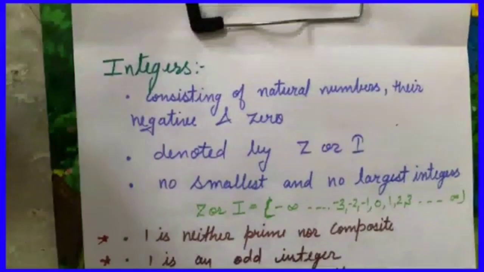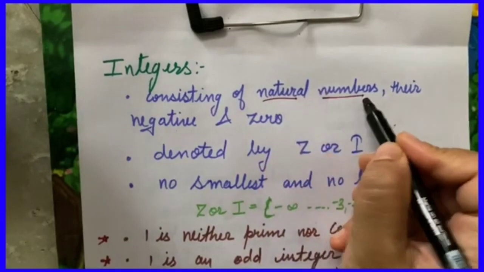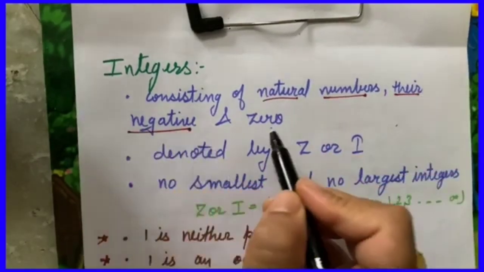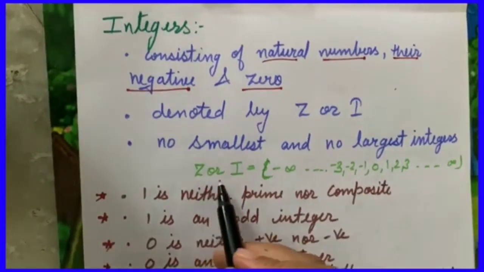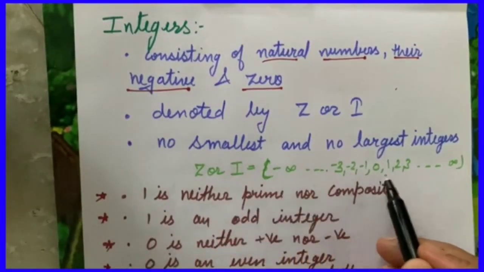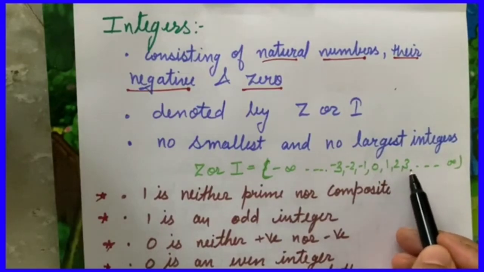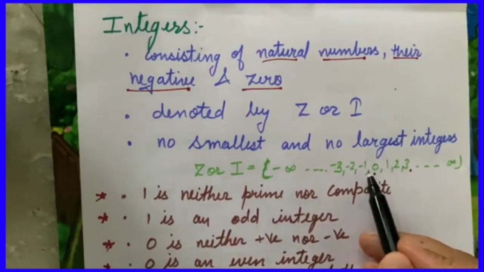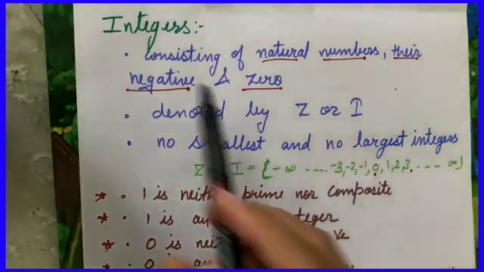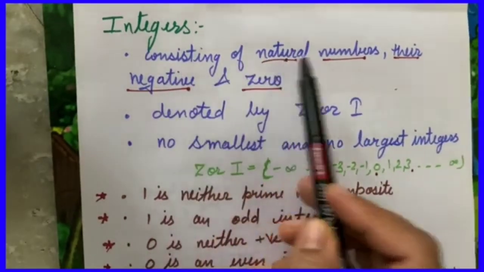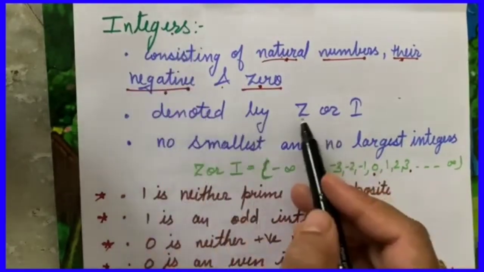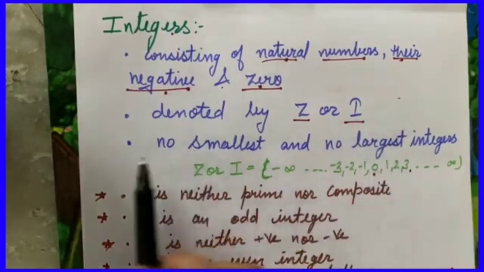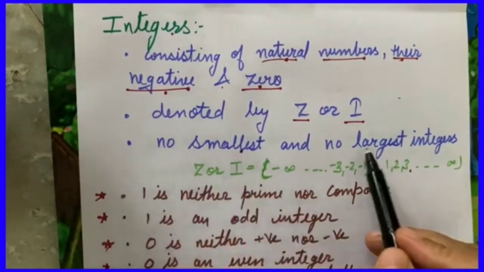Fine. Now let's talk about integers. Integers consist of natural numbers, their negatives and 0. Fine. So integers, you can see we have already represented integers in form of set. There are natural numbers which start from 1, 2 and 3 and there is a 0 and negative numbers of natural numbers. So integers consist of natural numbers, their negative and 0. The integers can be denoted by Z or I and we cannot determine smallest integer and largest integer.